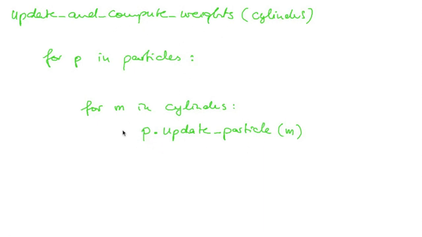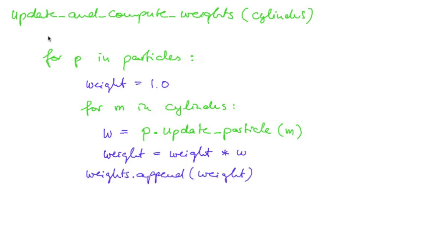Now we'll also have to compute the weights. And so this update function will return a weight. And since we'll have to compute the weight of the particle, and not only of the single measurement, we will have one overall weight, which we'll initialize by 1.0, and we'll multiply this here by the weight for the single measurement. Now after the loop over all measurements, we'll append the result to a list, which we'll initialize by the empty list before we start, and we will just return this list of weights.